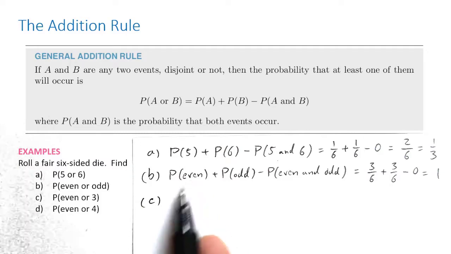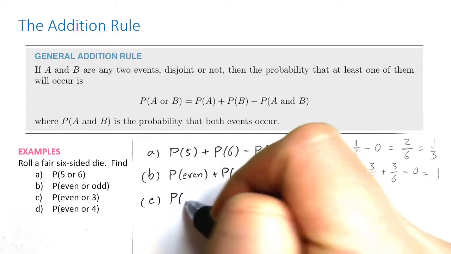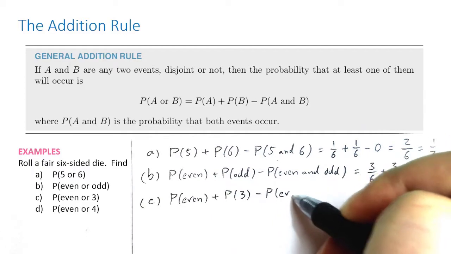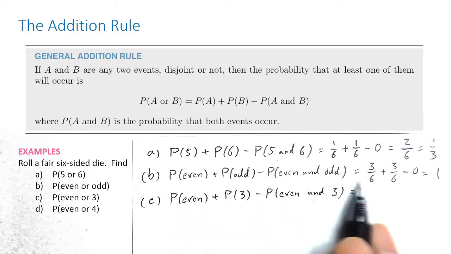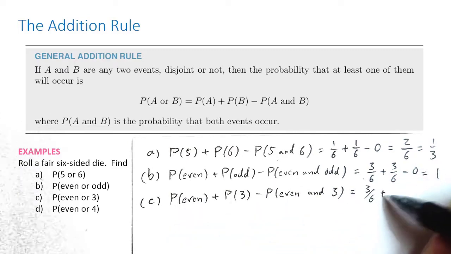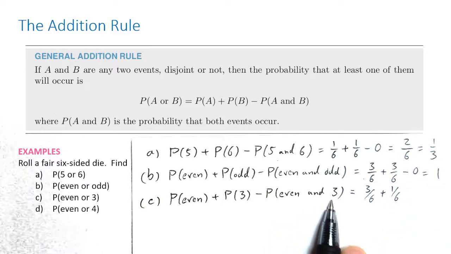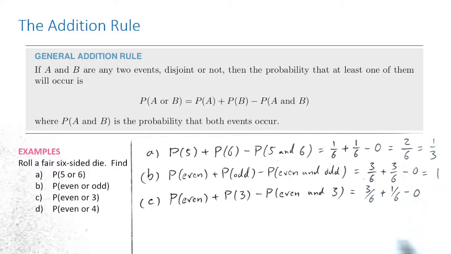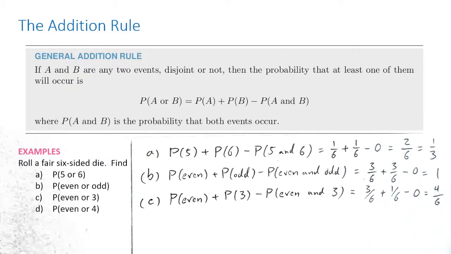All right, so part C, probability of getting an even number or a 3. Well, it's going to be the probability of even plus the probability of 3 minus the probability of even and 3. Well, the probability of getting an even number, like we said before, was 3/6. The probability of rolling a 3 is 1/6. The probability of getting an even number and a 3, well, that's 0. You can't get an even number and 3 because 3 is not even. And when we combine these, we get 4/6. I don't have room to simplify it over here, but I would write 2/3 if I wanted to simplify it.